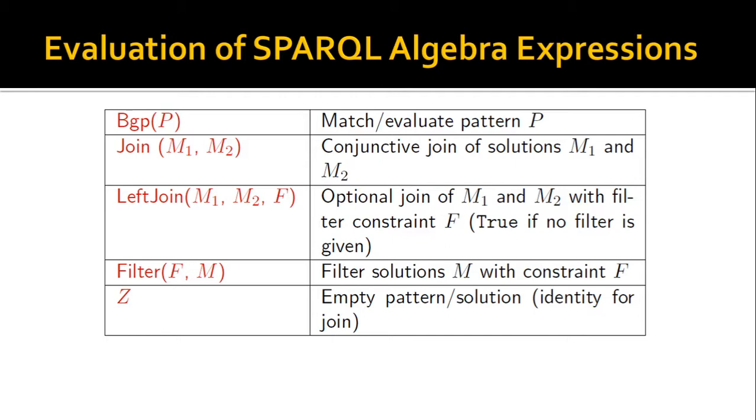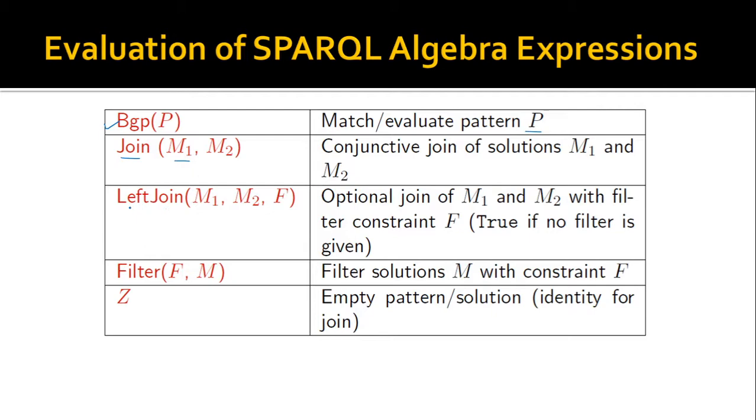So that will be precisely the topic of our discussion. As we have already discussed, we made use of a few algebraic expressions, the operators. The operators are BGP, the basic graph pattern, which is basically to evaluate any given simple pattern, a kind of triple pattern. Then we talked about joining two solutions. M1 and M2 are two solutions, and we are doing a conjunctive join of these two solutions. As we go forward, we'll see what we really mean by a conjunctive join.